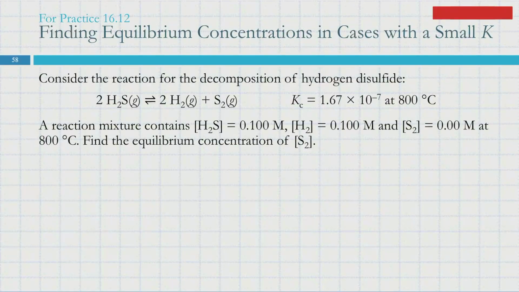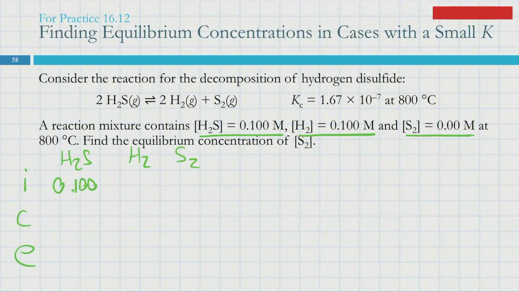All right, we're able to use the x is small approximation here. We've got our reaction mixture, we've got some of our reactant, some of our product, and also none of another product. Our ICE table. We can set up initial concentrations. I'm leaving off the molars. The problem has enough teeth without them.